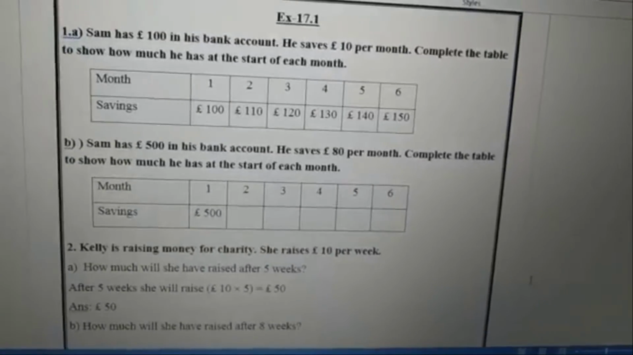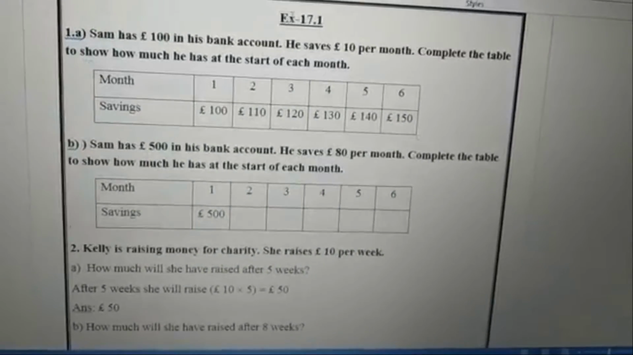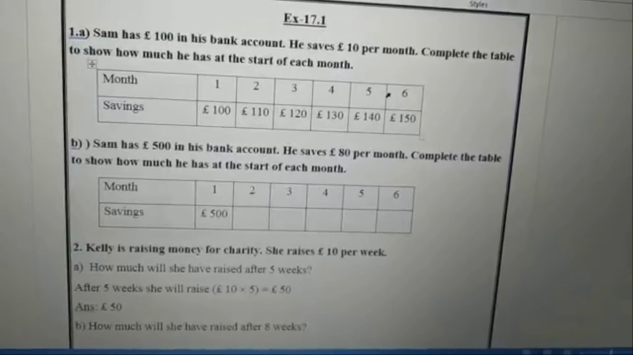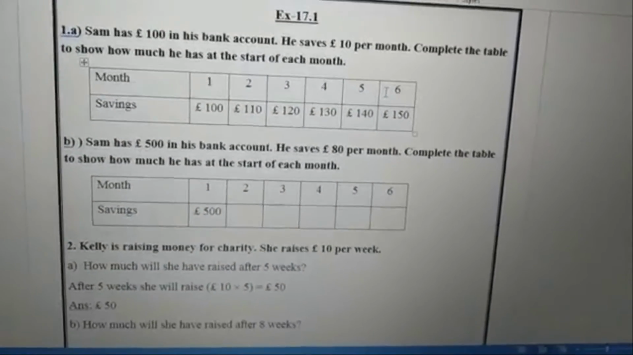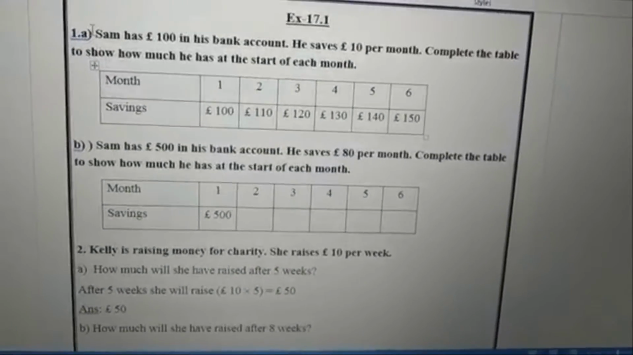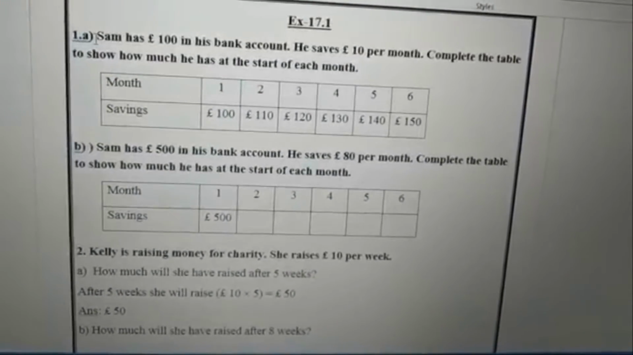So today we will discuss two chapters. First one is exercise 17.1. Then we will discuss exercise 17.2 from our Level Up Maths book. So let's start 17.1 first.